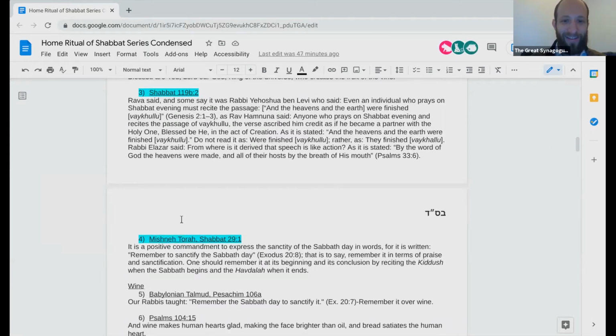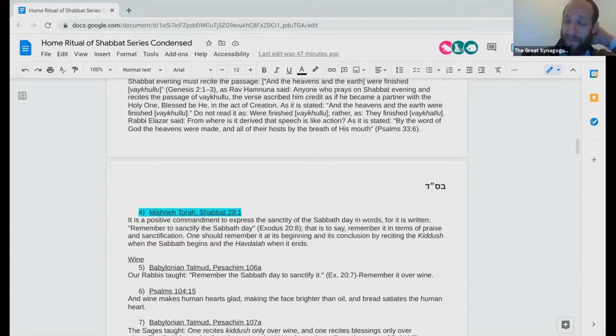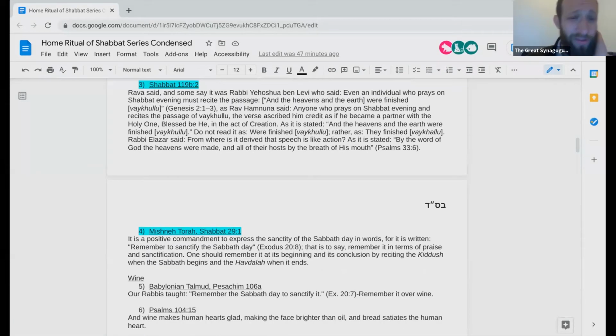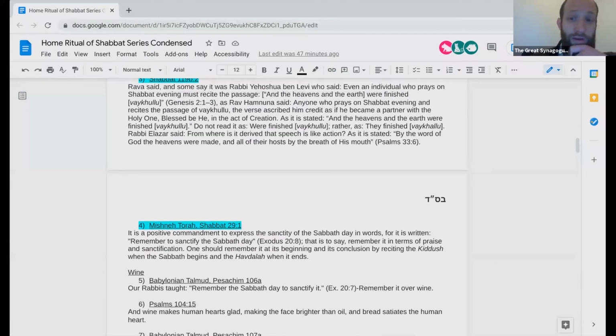Okay, let's go on. The next source has a similar theme. This is Mishneh Torah, so this is Maimonides, medieval, so later than our previous Talmudic source. It is a positive commandment to express the sanctity of the Sabbath day in words. For it is written, remember to sanctify the Sabbath day. That is to say, remember in terms of praise and sanctification. One should remember it at its beginning and at its conclusion by reciting the Kiddush when the Sabbath begins and Havdallah when it ends.